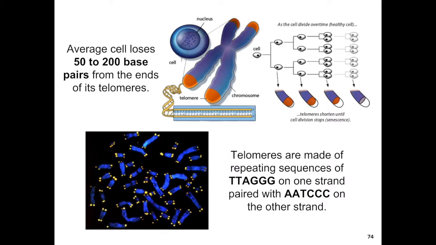So like we said, after the RNA primer is removed from the end of the newly synthesized strand, it's not possible to create a double-stranded section in front of this region from which DNA polymerase can then work to replicate the 5' end. And so we use these telomeres, repeated sequences of TTAGG in humans, on one strand of DNA bound to AATCC on the other strand, to compensate for this.